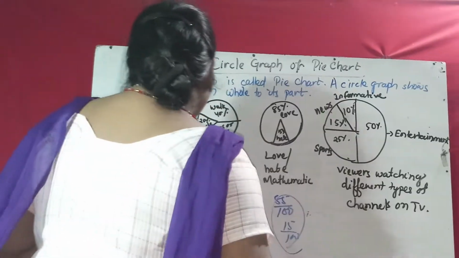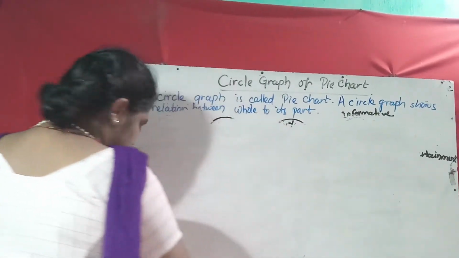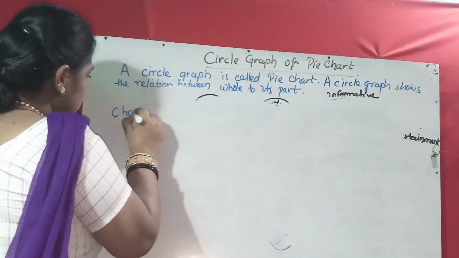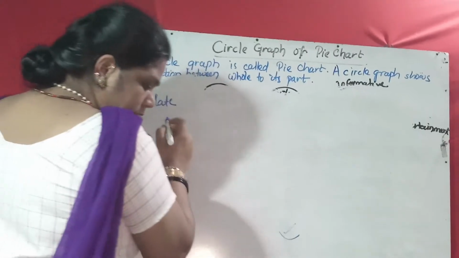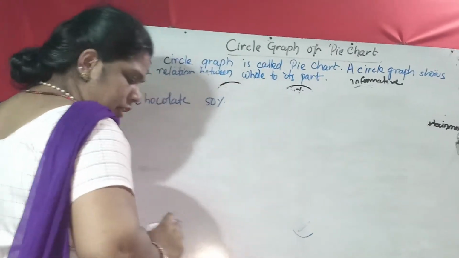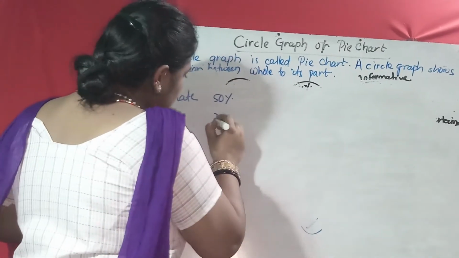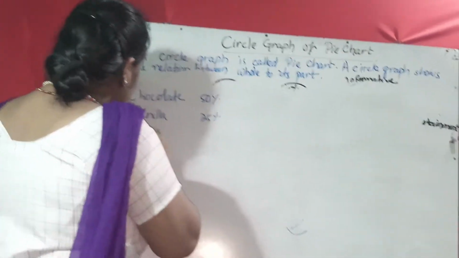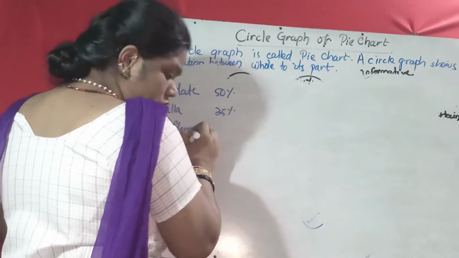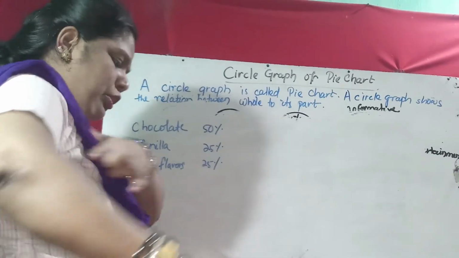Okay, so another simple thing. Suppose we draw a pie chart given chocolates. Chocolates liked by the pupils or students 50%. Ice creams: chocolate flavor, vanilla flavor. Suppose students like vanilla flavor 25%. Then other flavors, strawberry and others, suppose 25%. They are given, draw a pie chart. So how do you draw the pie chart?